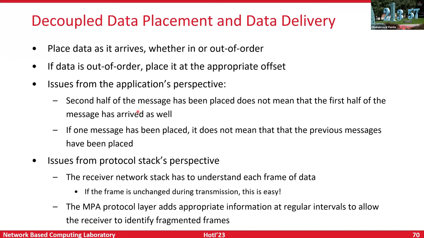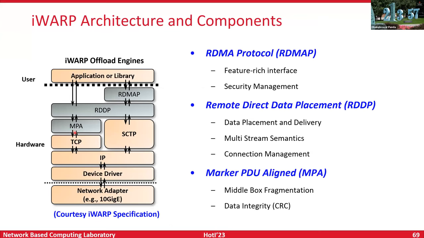So that has issues both from the application's perspective as well as the protocol stack's perspective. From the application's perspective, if the second half of the message has been placed, it does not mean that the first half of the message has arrived. And if one message has been placed, it doesn't mean that the previous messages have been placed. The same thing happens from the protocol stack's perspective: the receiver network stack has to understand each and every frame of the data. To solve the problem, they added this MPA protocol layer. If I go back here, you can see this is the MPA module.